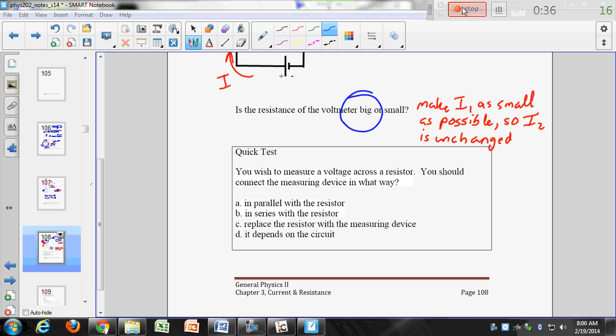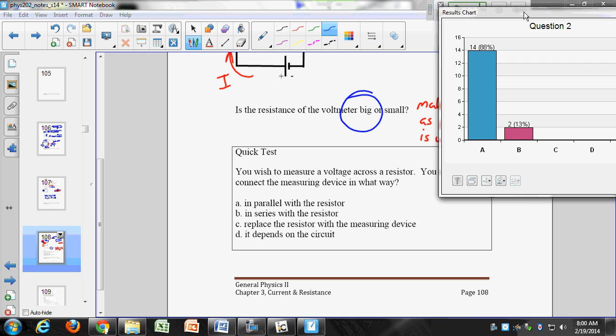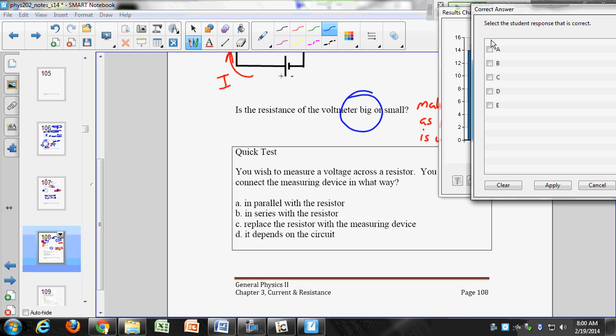A bit longer, 45, I'll stop. 5 more seconds. Must be right. Yeah, that's right.